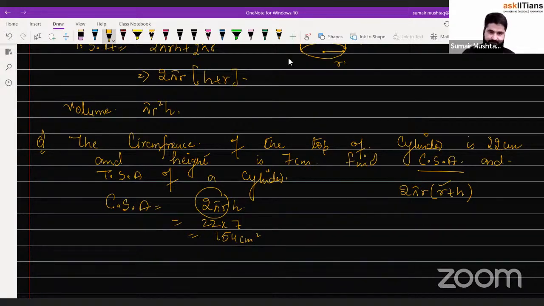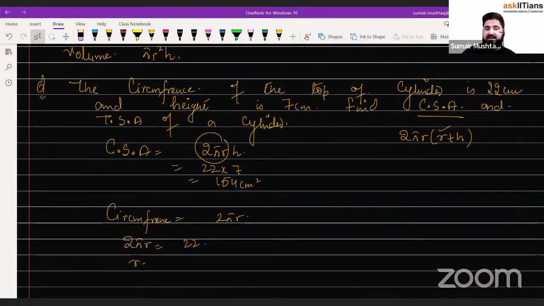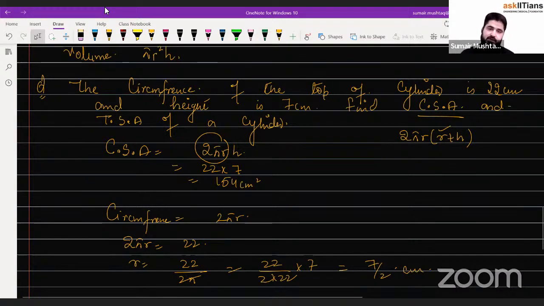Is that clear? Okay, so how to do it? First of all, you can find the radius by the formula for the circumference, which is 2 pi r. That is 2 pi r is equal to 22, right? So r is equal to 22 divided by 2 pi. This can be written as 22 divided by 2 into 22 by 7, because I use the value of pi as 22 by 7. So this is written as 7 by 2 centimeter. This is your radius. Any confusion?